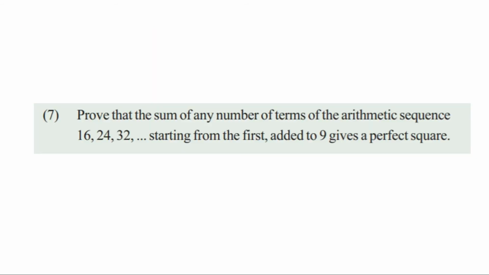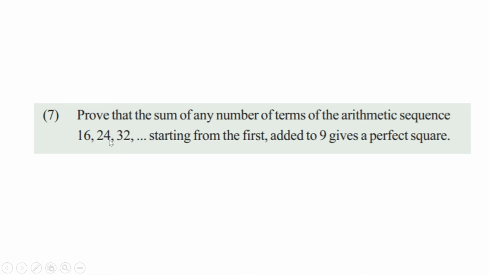Prove that the sum of any number of terms of the arithmetic sequence 16, 24, 32, starting from the first, added to 9 gives a perfect square. Let us check it. 16 plus 9 is 25. It is a perfect square. Now add the first two numbers. 16 plus 24. That is 40. 40 plus 9 is 49. Again a perfect square.